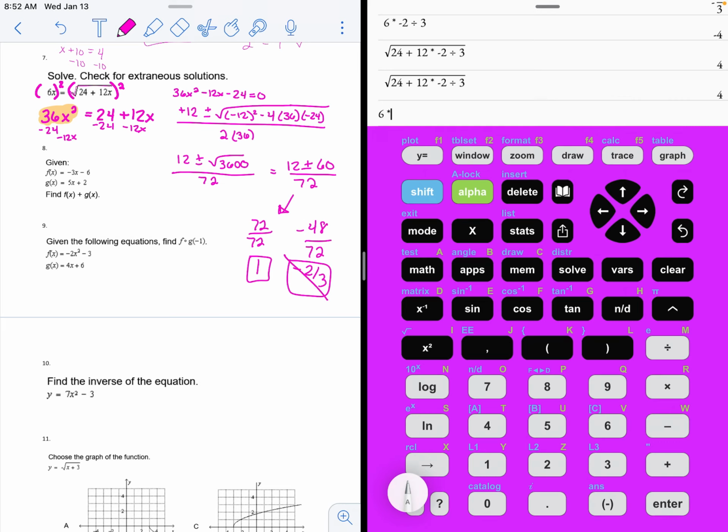What about, okay, so we know 6 times 1 is 6. What about the square root of 24 plus 12 times 1? Just checking my answers. There we go. So we got 6 and 6 on both sides. So sure enough, 1 is the only solution.